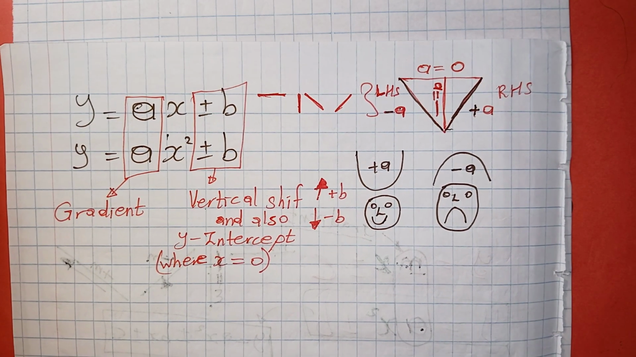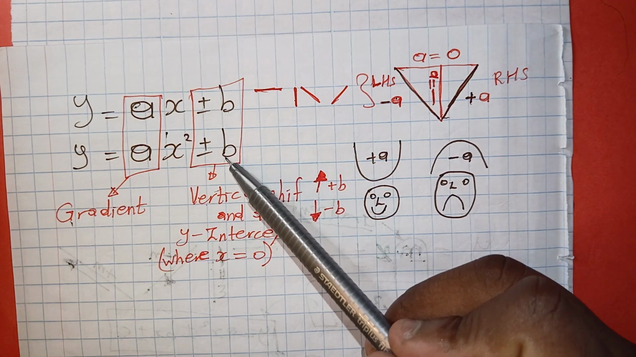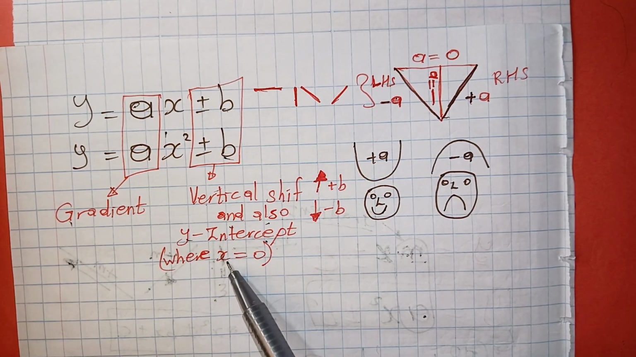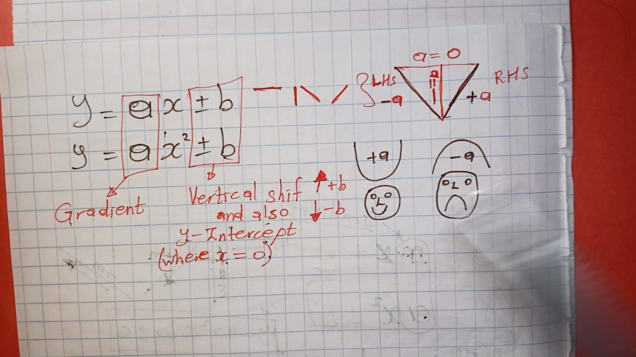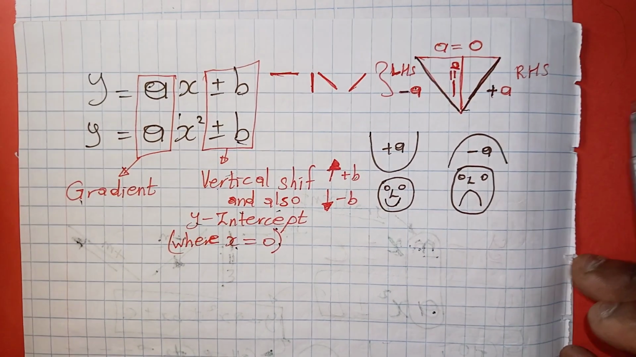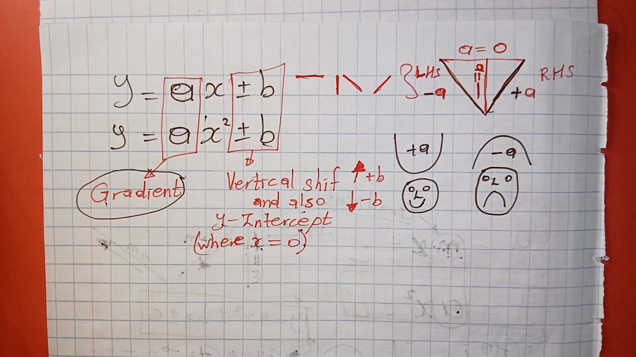So okay, guys, now you know that this thing is a gradient, and this one is the vertical shift, and also the y-intercept where x is equal to 0. Here you can just screenshot and make some notes, but this video is based on the gradient. Let's study the gradient.